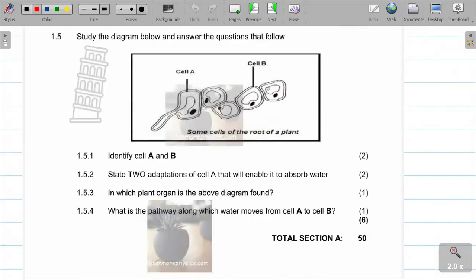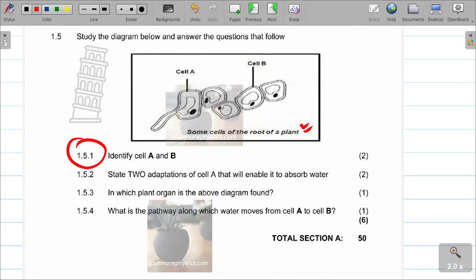And then the diagram below, we are to answer various questions. Some cells of a root of a plant. I am saying that quite a lot of times you shall see that in the beginning of the chapter of the term, actually, we answer such questions. So, we need to know the basic structure of a root, of the stem, and also of the leaf. I also did explain them on Metric Hub, which I guess you have been following enough.